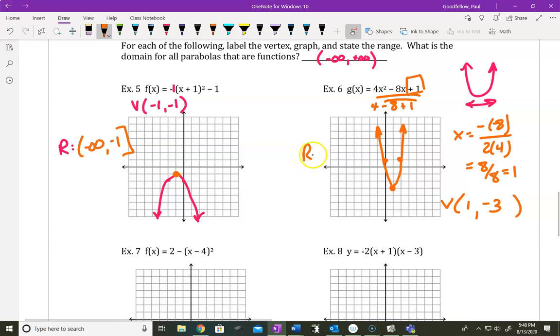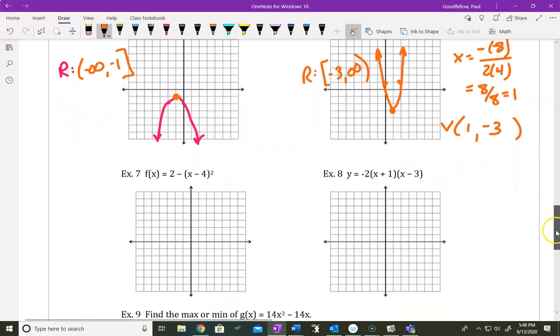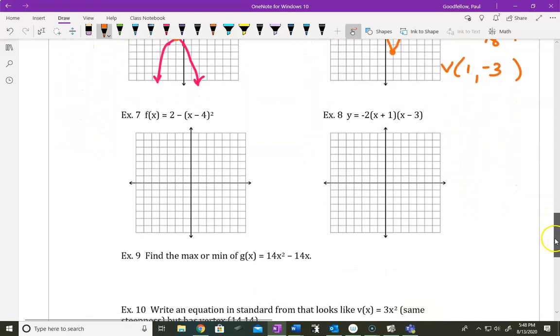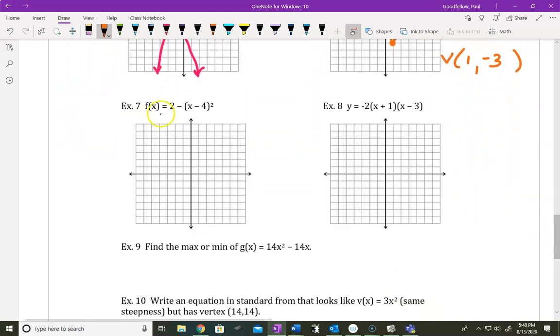The range in this particular case would end up being from negative 3 inclusive to infinity. And keep in mind that soft brackets will be on the infinities because you can't reach infinity, even though you may be Buzz Lightyear.